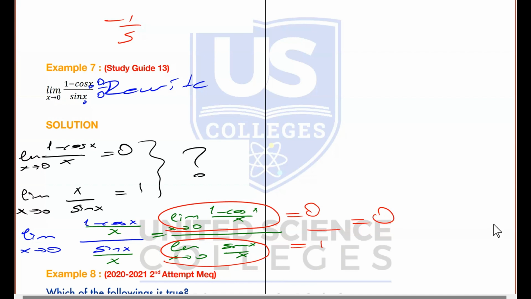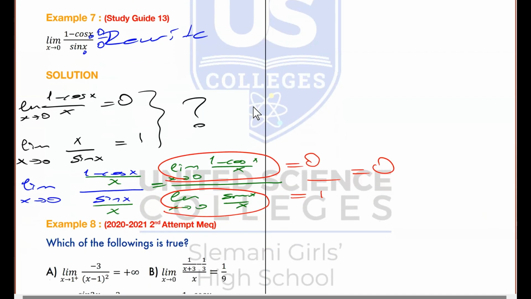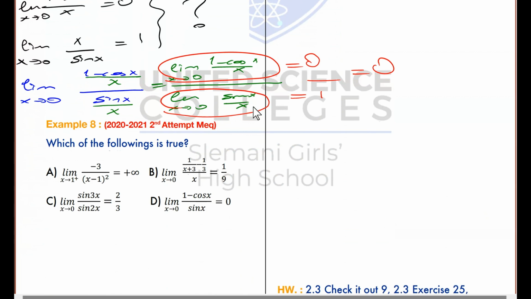Okay. The same question was asked in the 2021 ministry exam, in the second trial. Option D is the same as this question, with the same answer. The question was asking which one is true. So we just solved this question. This one is true.